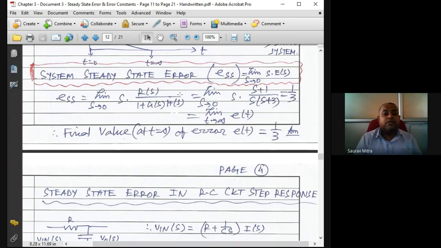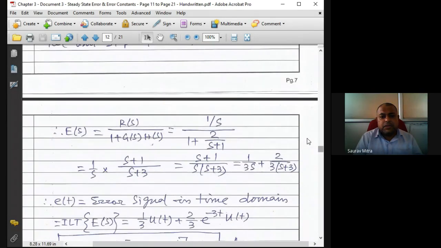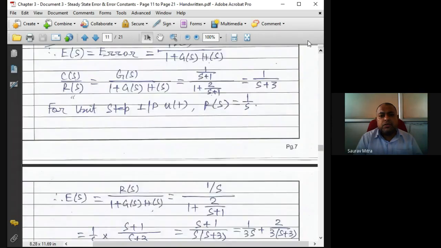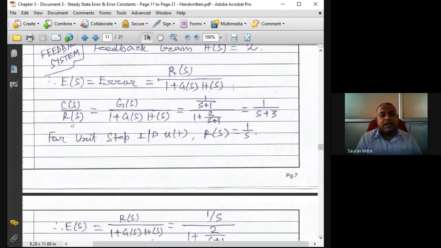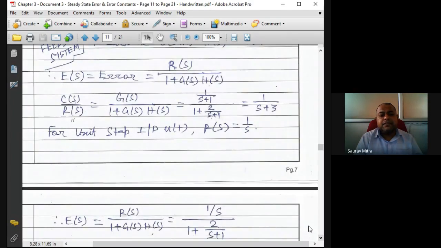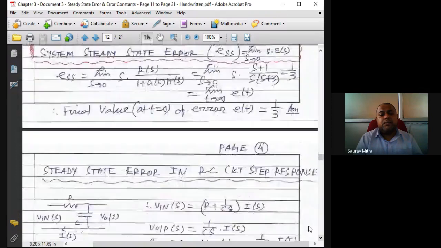Now let's see how to find it for the same system given above. G(s) was how much? Just check. G(s) was equal to 1 by s plus 3, H(s) was equal to 2. Just check here. Sorry, G(s) was equal to 1 by s plus 1 and H(s) was equal to 3. So for this system, C(s) by R(s), that is G(s) by 1 plus G(s)H(s), is equal to 1 by s plus 3. Let us find out the steady state error from this formula.